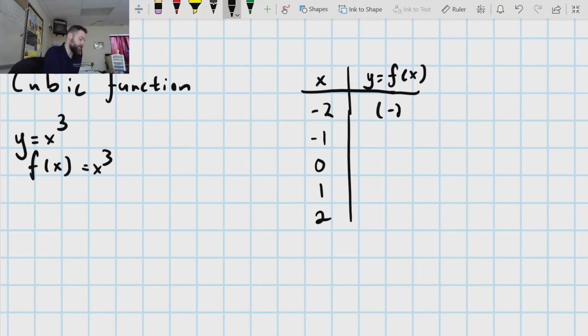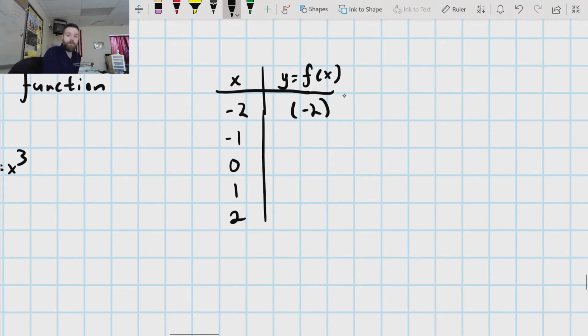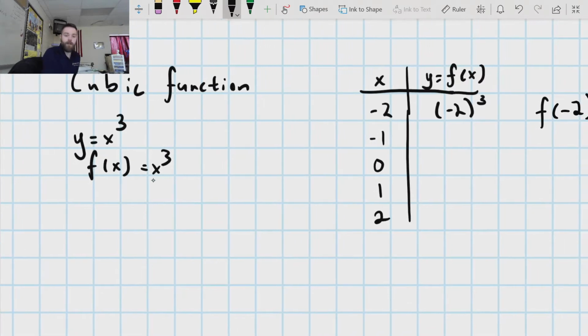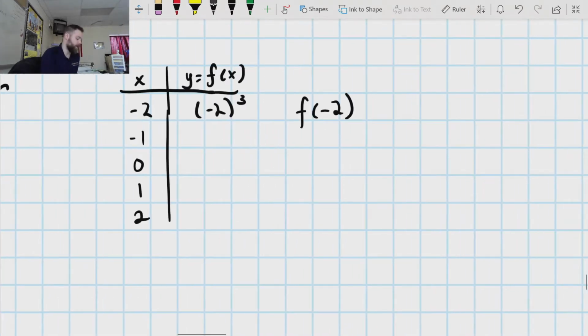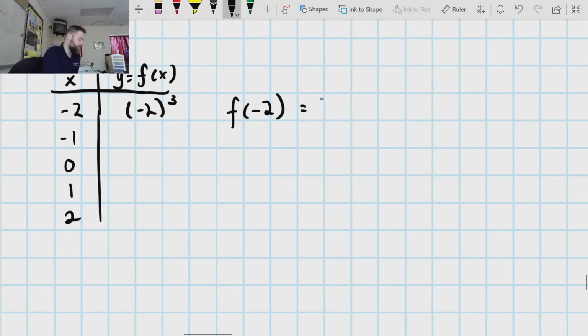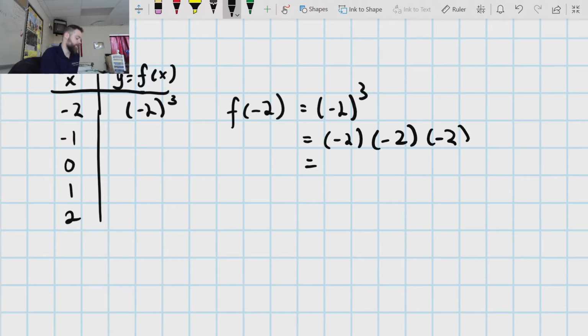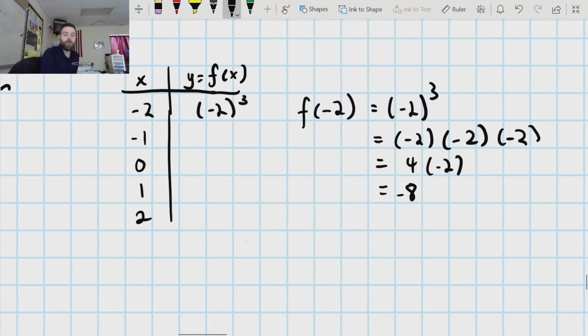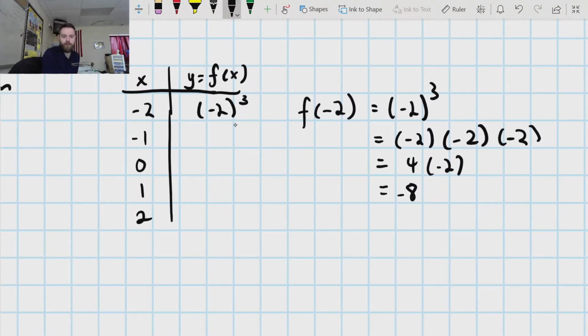So if I talk about -2 cubed, if I plug -2 into this function, what that's saying is that everywhere I see an x on the other side of the equation, I'm going to plug in -2. So f of -2 is equal to -2 cubed, which is -2 times itself 3 times. -2 times -2 is +4, times -2, and 4 times -2 is -8. So whenever you plug a negative into a cubic function, you get a negative back, and you get the cube of that number.